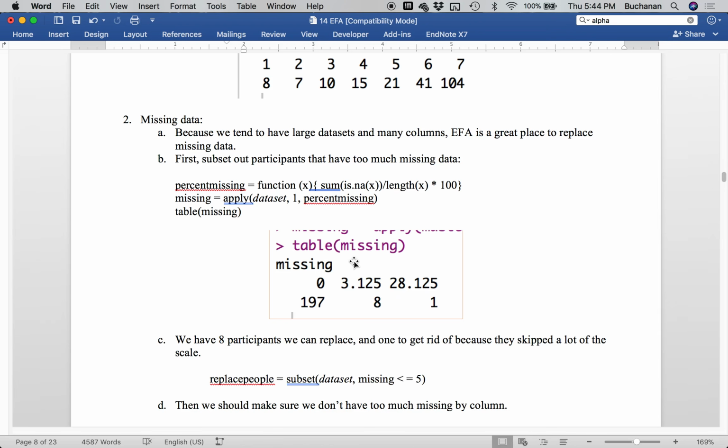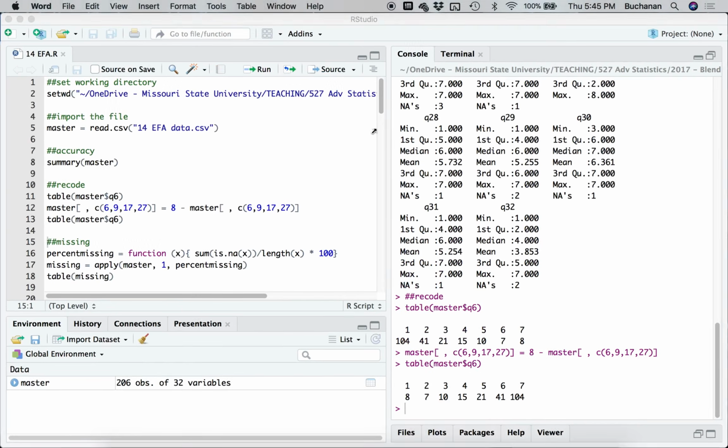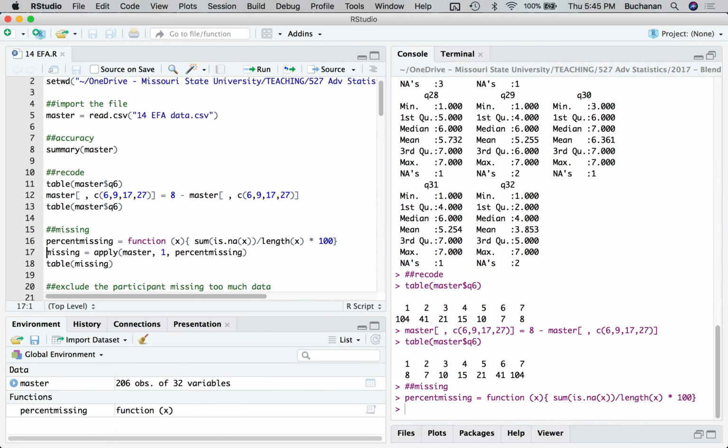So we're going to create a missing function that just calculates the percent of missing data in a particular row or column. Then we're going to use apply on the entire data set across rows, so one for rows, remember, and use our new percent missing function just to create a missing score for each person.